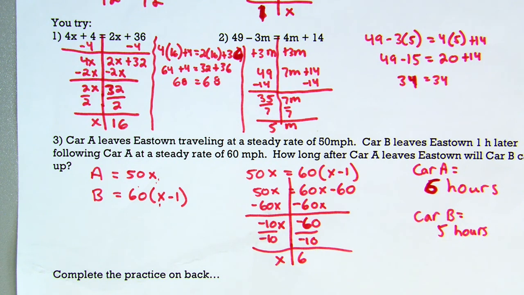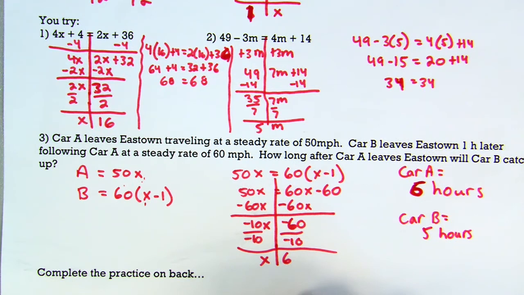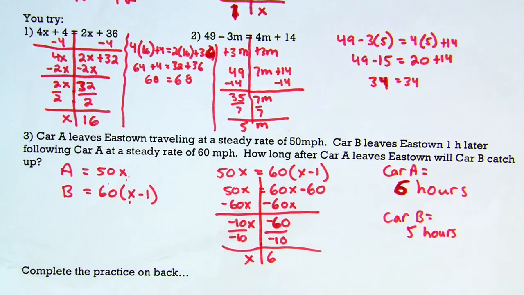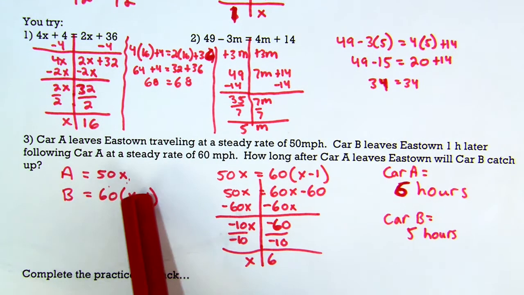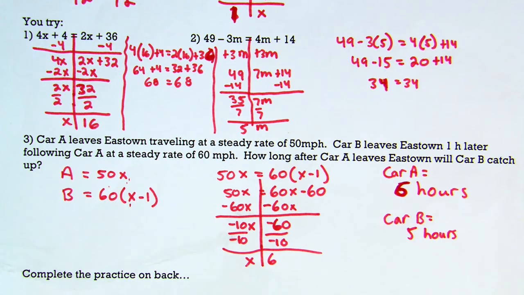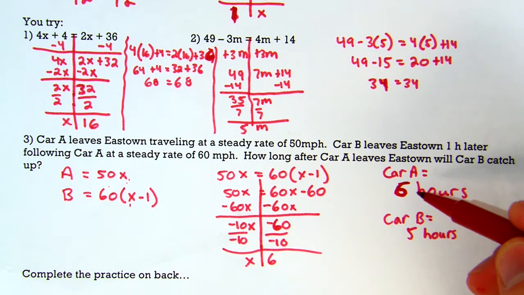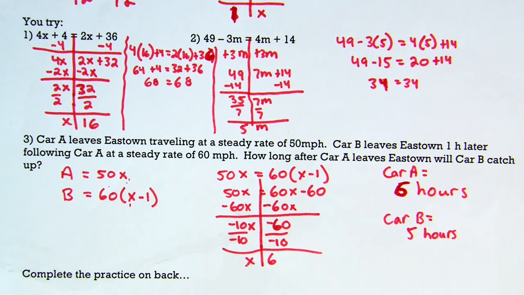And then number 3, we have car A and car B. Car A is going at 50 miles per hour, while car B is going at 60 miles per hour. Car A leaves, and then car B leaves an hour later. So we're going to do x for the time for A, and then x minus 1 because it's an hour later for the time of car B. And so we go ahead and figure out our equation there. 50x equals 60 times x minus 1. And again, we go ahead and solve it, and we get x is equal to 6. So car A is 6 hours, car B is 5 hours because it's 1 hour less.